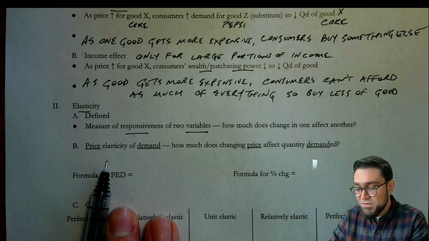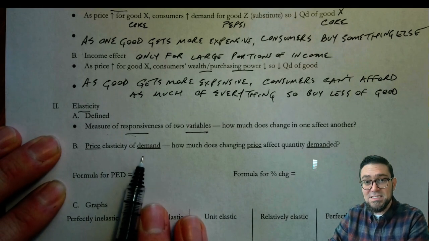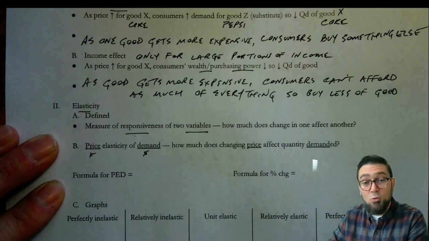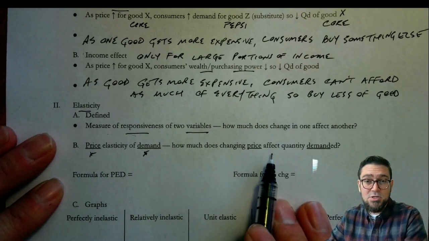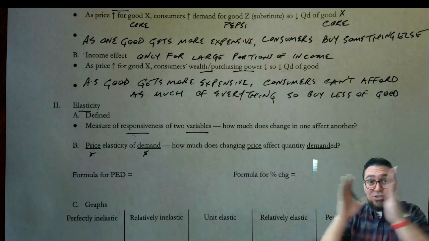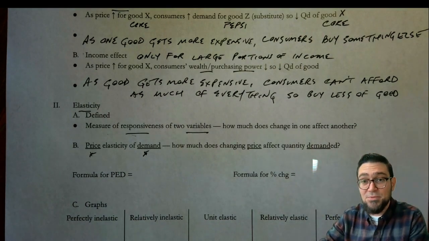So the first measure of elasticity that we're going to talk about is price elasticity of demand. And I've underlined here the two variables: you've got price and you've got quantity demanded. It's just answering the question of, if we change the price, how much does quantity demanded change? Does it change a whole lot or just a little bit? Do people pretty much buy the same amount that they used to?